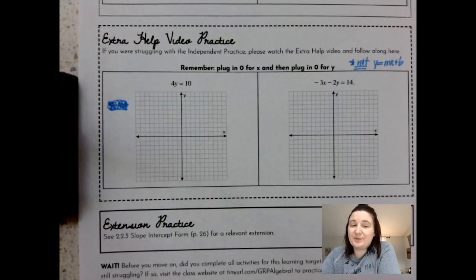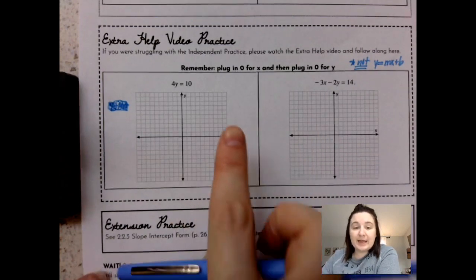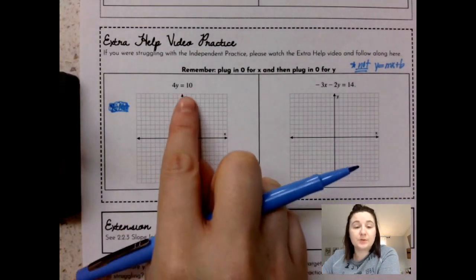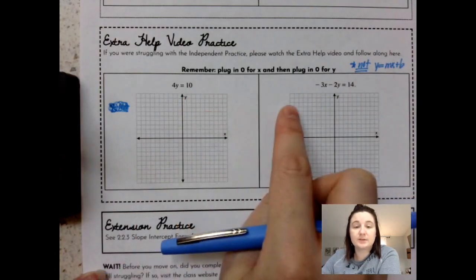Hi everyone, let's go through the extra help video for Learning Target 223 for standard form. And we are on page 28 in the packet. If you do not have your packet, you can go ahead and sketch 2 coordinate planes on your paper so that you can sketch along with us.